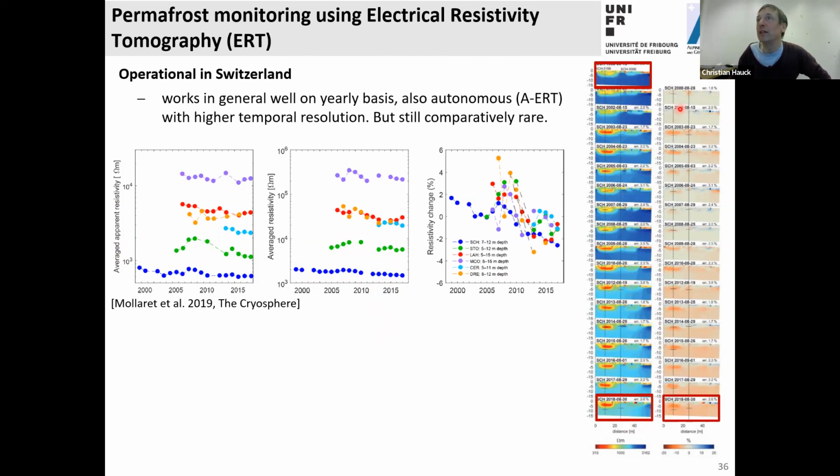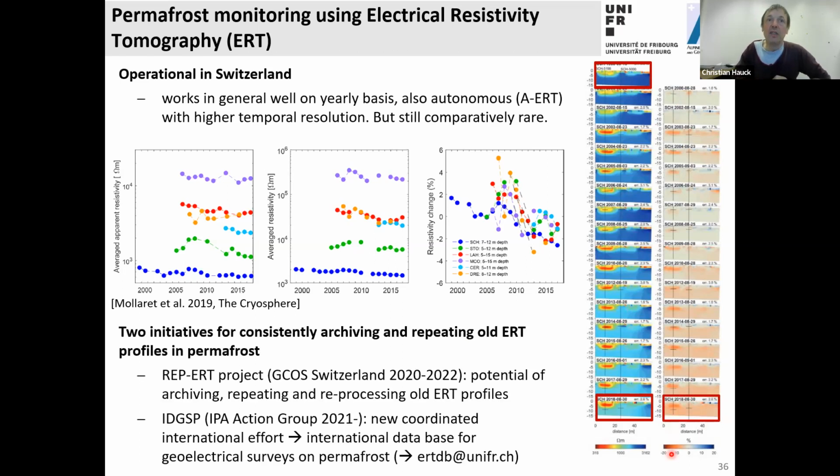And this would be the yearly change. If it's becoming more red, it's a decrease in resistivity over time, and this is what we then relate to ice content change. This is what I was telling you at the very beginning: we are recently trying, with the International Permafrost Association, to start a new coordinated database for these kinds of surveys on permafrost worldwide.